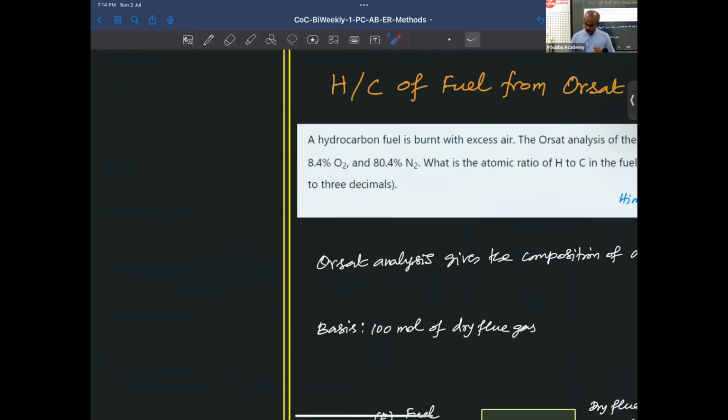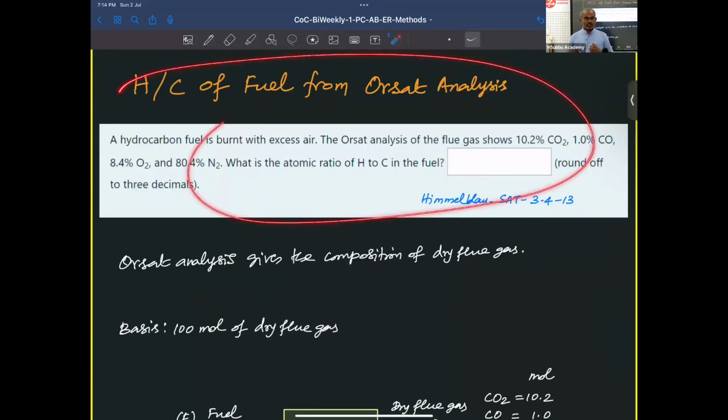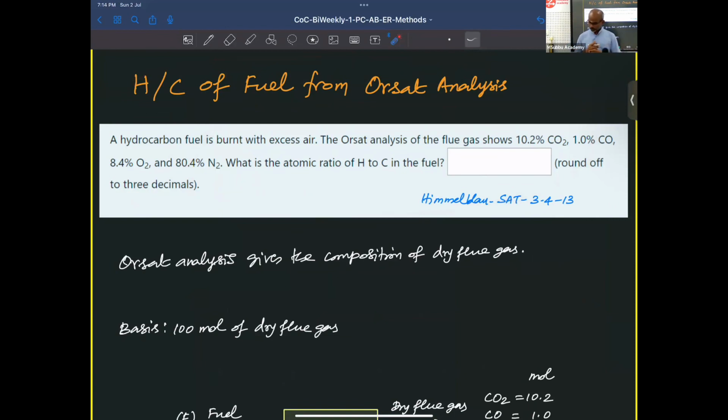Maybe you can note down this problem, and I will also give you the solution. I will give you the answer key so that you can also verify yourself. This problem is taken from Himmelblau, the supplementary self-assessment test in the third chapter, 3.4. The question number is 13.